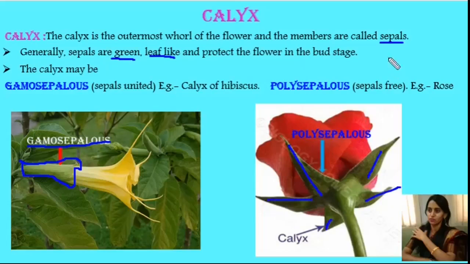When the sepals are free, that condition is known as polysepalous. Example for polysepalous calyx is rose. Okay.